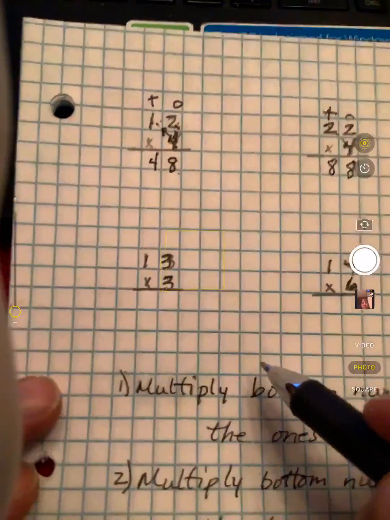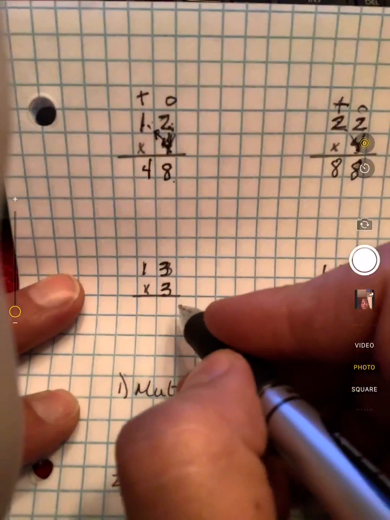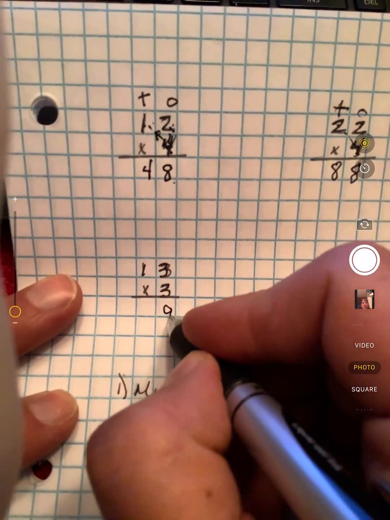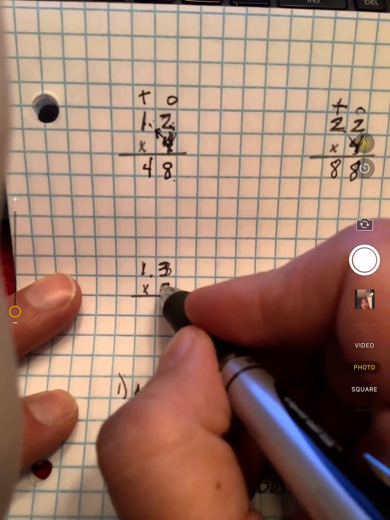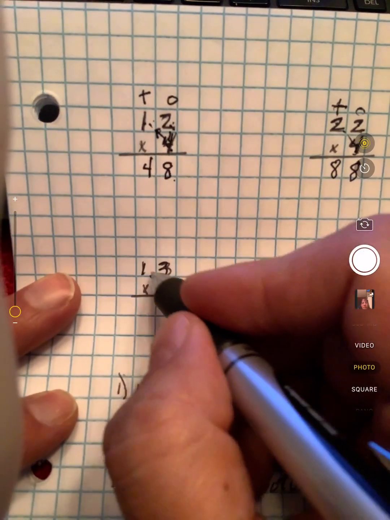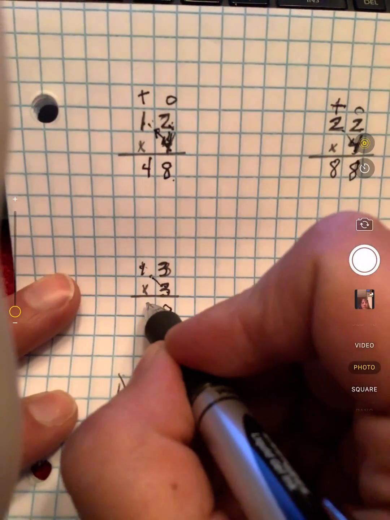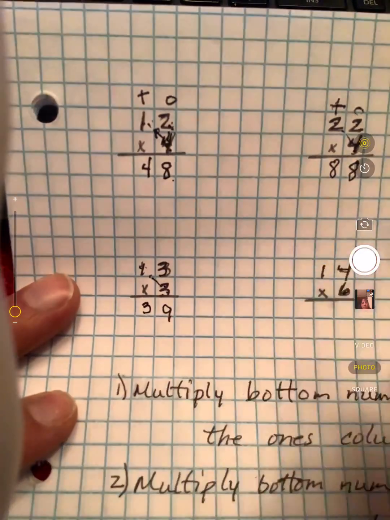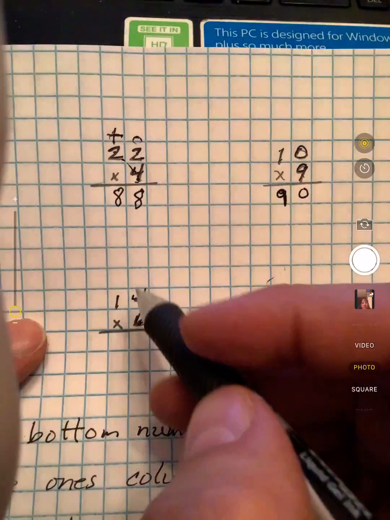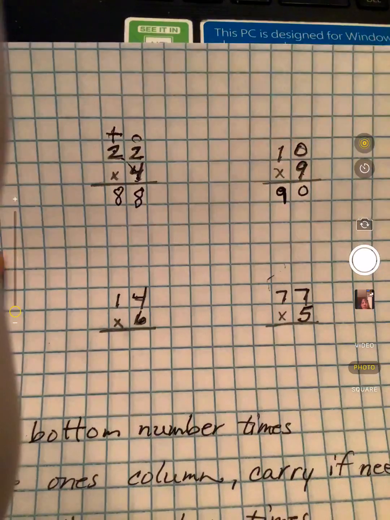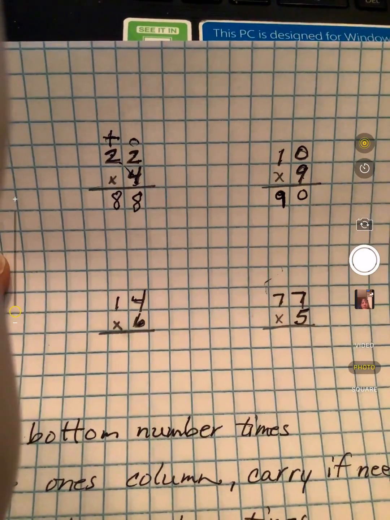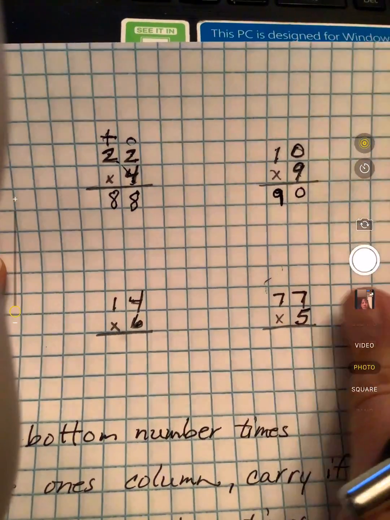Okay, let's look down here. 3 times 3 is 9. And then we go to the side there. 3 times 1. And we get 3. Okay. Now this one is going to be where we have to carry if necessary and add on. Okay, so watch what I do.